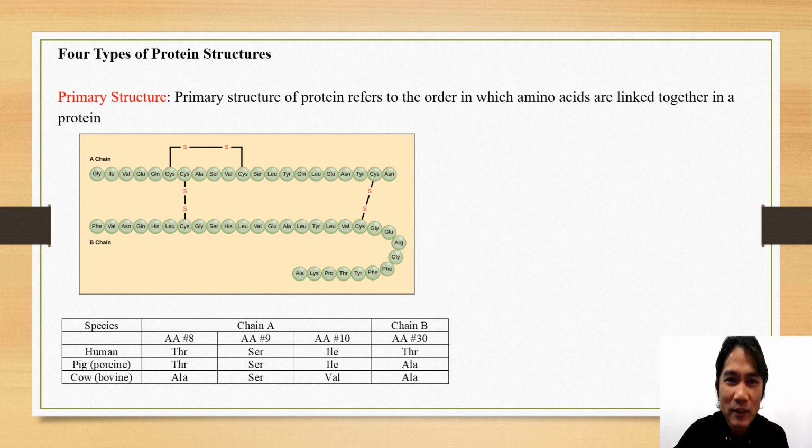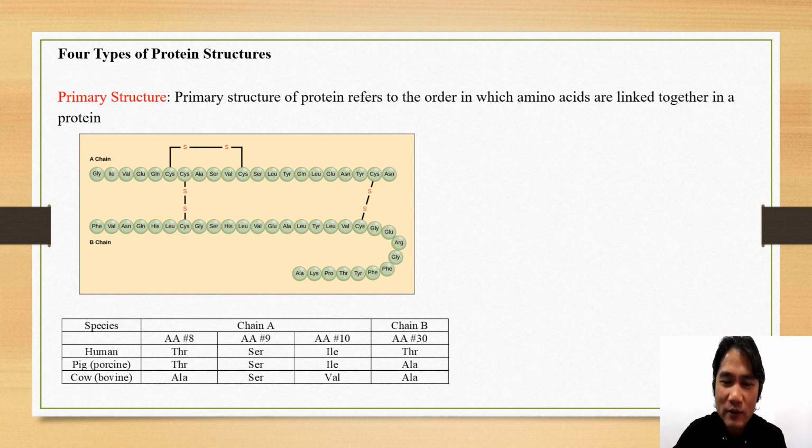The primary structure of protein. So what is the primary structure of protein? It says here, it refers to the order in which amino acids are linked together in a protein. Remember in the previous slide, I showed you how peptides are formed, or how amino acids are linked together in a peptide.